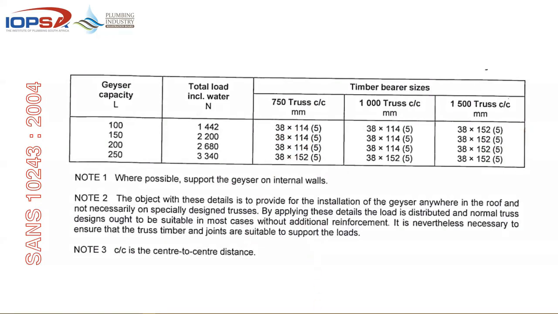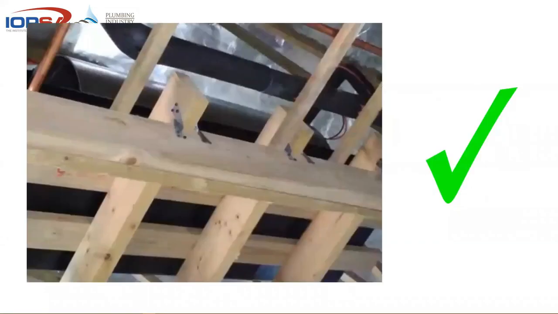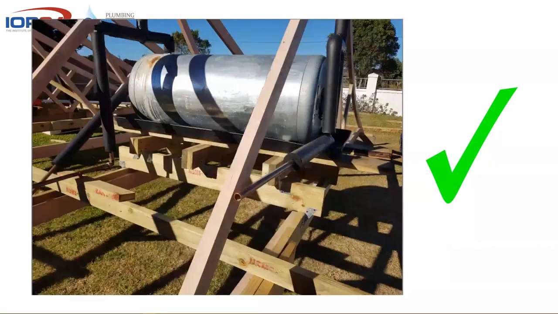So there's documentation of this available all around. You can see this is quite a nice job. It's been doubled up, hurricane clip. There's no way that the weight of that geyser and the plumber and whoever goes into that roof with that geyser and water in there will be able to damage that specific roof structure. Here's another nice example of what it should look like.